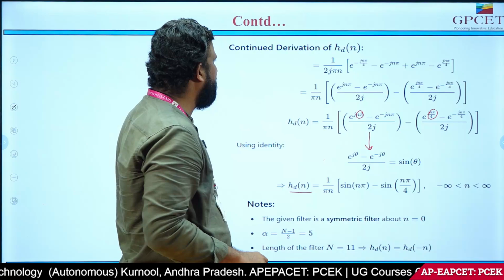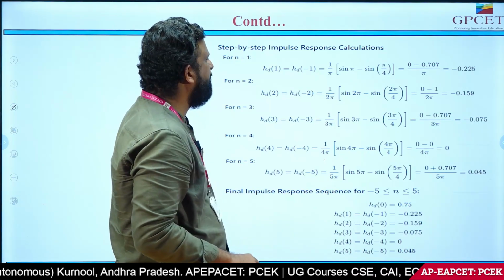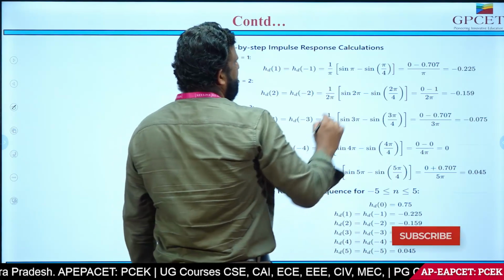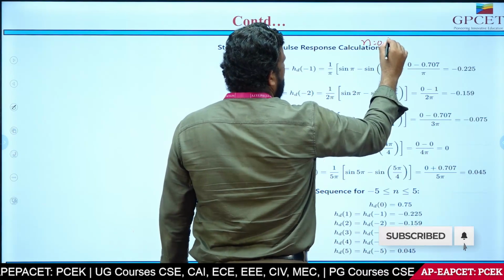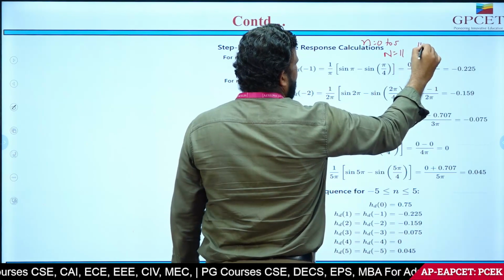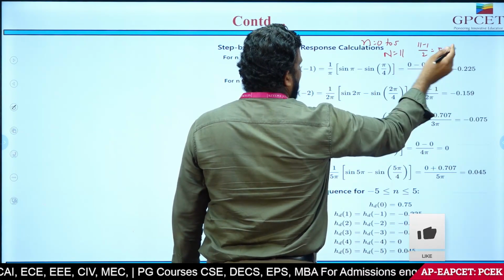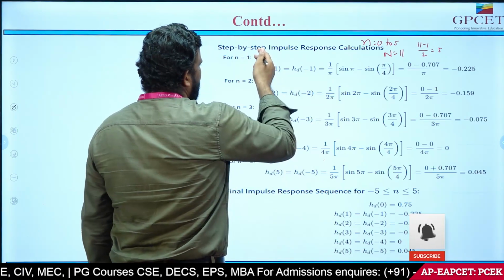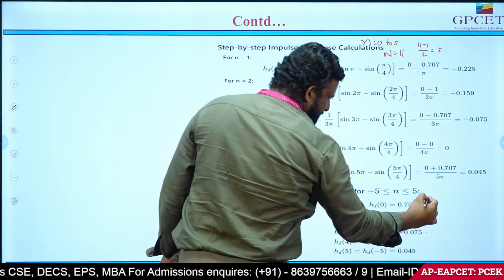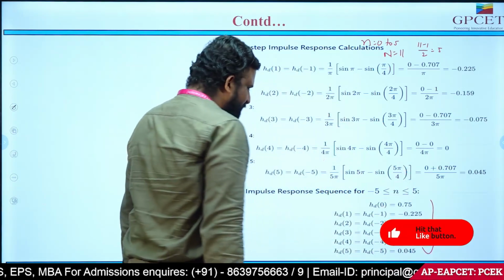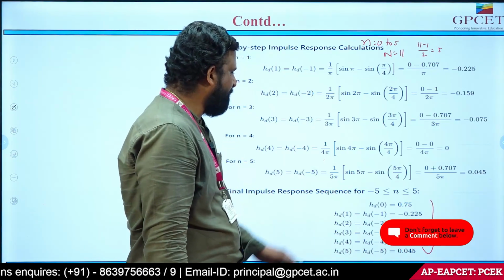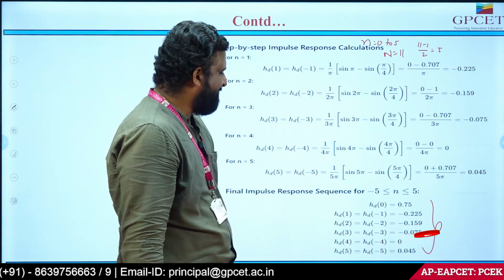After forming this, we need to find the coefficient values from n is equal to 0 to 5. Why? Because the value given is N equal to 11, so 11 minus 1 by 2, which is equal to 5. So total 5 terms. From n is equal to 0 to 5, we will get all the coefficient values. These are nothing but the finalized impulse response sequences from hd of 0 to hd of plus or minus 5.